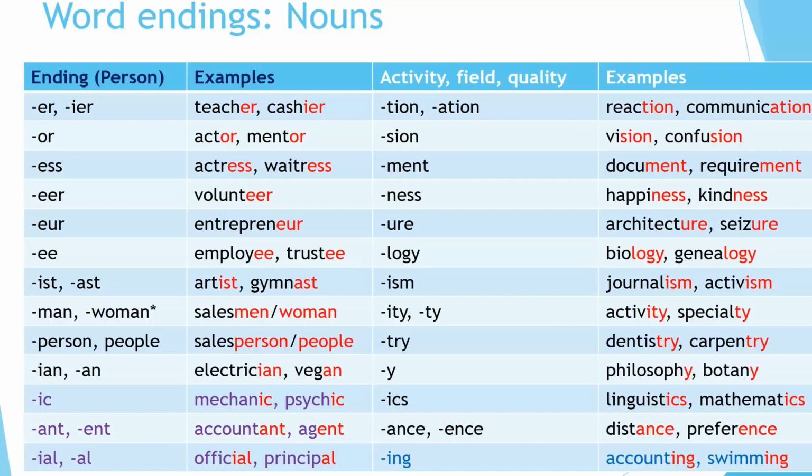IAN or AN, electrician, vegan. IC, mechanic, psychic. ANT, ENT, accountant, agent. IAL or AL, official, principal. The ones in purple indicate adjective and noun endings, both. In this case, we're using the nouns as examples. Let's look at column 3 and column 4.